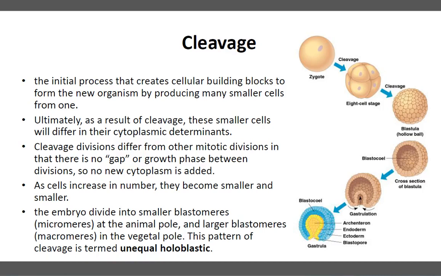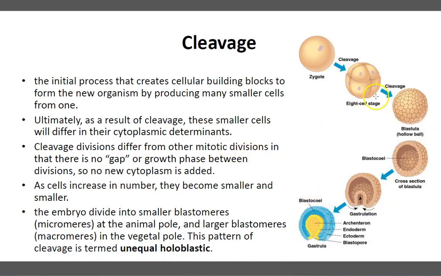So, called your micromeres, at the animal pole, and the larger blastomeres, which are called your macromeres, which represent now your vegetal pole. So this pattern of cleavage is termed as unequal holoblastic division.